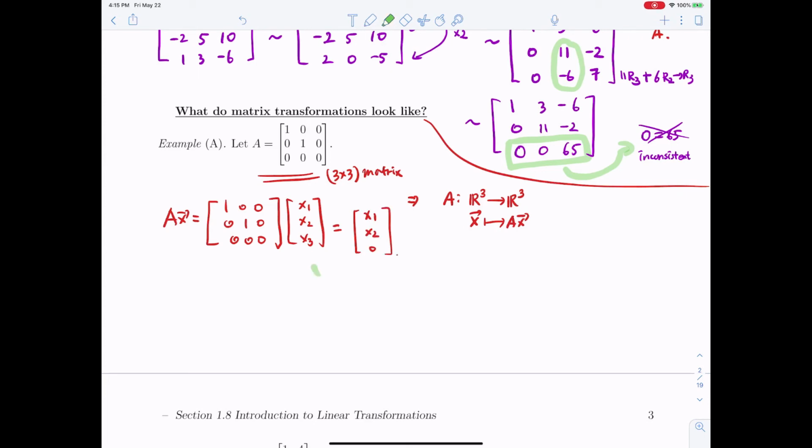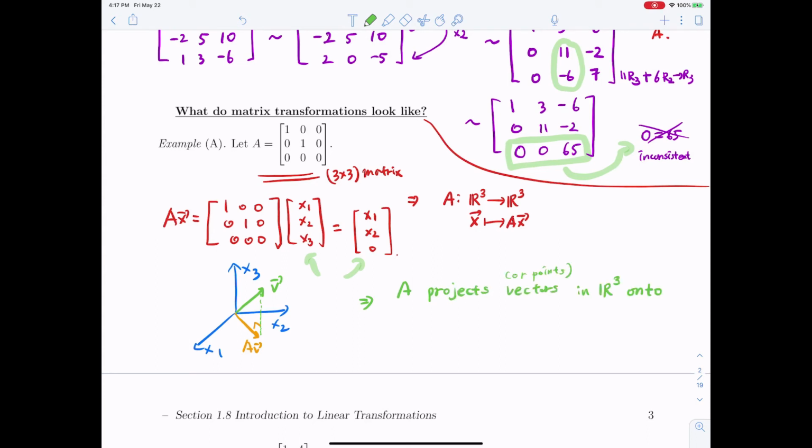So if you graph these vectors in R3, then we have x1, x2, and x3 here. And let's say your vector v was here in the beginning. Then A times v projects the given vector onto the x1, x2 plane. So we can conclude that A projects vectors or points onto the x1, x2 plane.